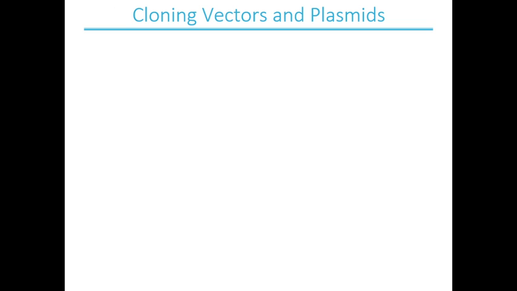To understand the technique of cloning, it is imperative that one understand cloning vectors and plasmids. A vector is a carrier or a delivery agent. And cloning vectors are DNA molecules that are capable of autonomous replication in a host cell. Most cloning vectors used in the laboratory are modified versions of naturally occurring small DNA molecules found in bacteria or lower eukaryotes such as yeast. A plasmid is a cloning vector.